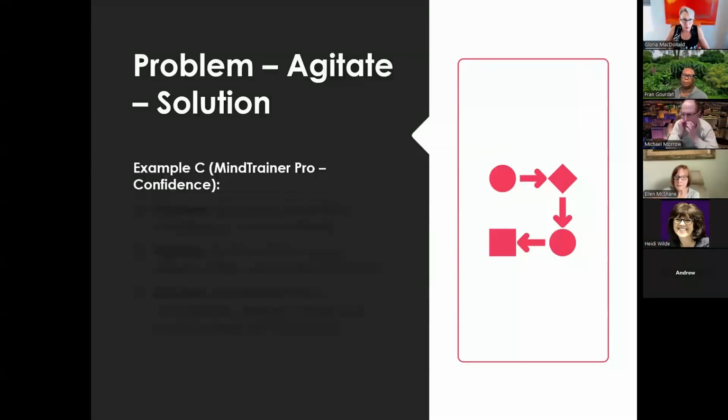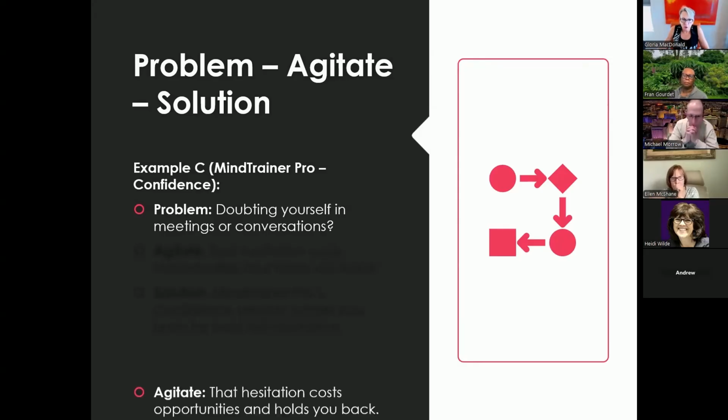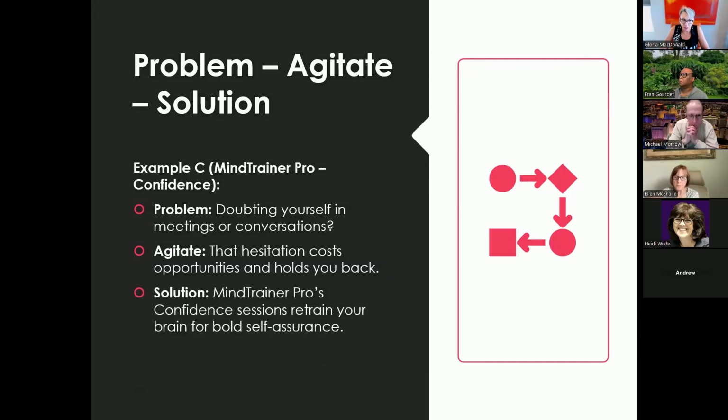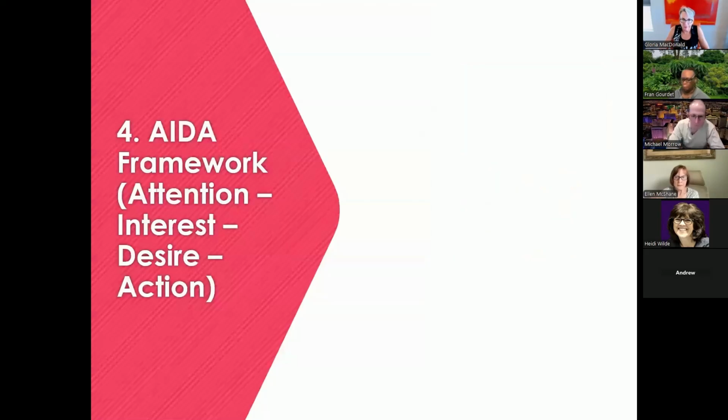Let's look at another example. This would be Mind Trainer Pro if you're promoting the confidence module, for example. The problem is doubting yourself in meetings or conversations. That hesitation costs opportunities and holds you back. Mind Trainer Pro's confidence sessions retrain your brain for bold self-assurance.